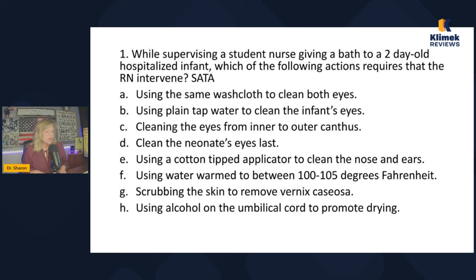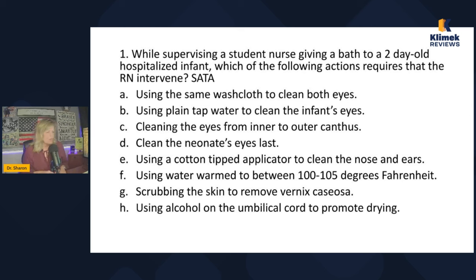Using a cotton-tipped applicator to clean the nose and the ears for a two-day-old. Absolutely not. I'm not sticking anything in the nose and the ears of a two-day-old. Not a good idea. Doesn't even make sense to me. I ain't doing it. You don't need to stick anything in the nose and the mouth.